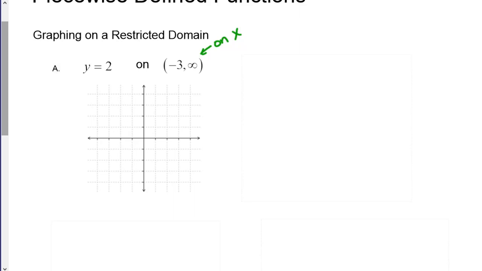So that restriction means my x-axis is restricted from -3 to positive infinity. So normally, the graph of y equals 2 would just be a horizontal line at positive 2. The problem is I'm restricted to the domain -3 to positive infinity. So what I need to do is restrict my function to that particular domain. So the graph of y equals 2 on the domain -3 to positive infinity, that's what that looks like. Simple enough, right?